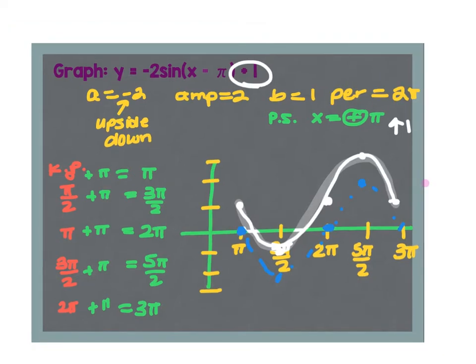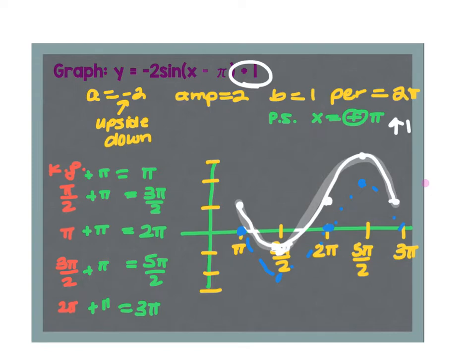So this is sine, if you want to check this one. This is negative sine of x minus pi plus 1. The negative flips it upside down. The 2 makes it the amplitude. The b is 1, so the period's 2 pi. The initial key points are 0, pi over 2, pi, 3 pi over 2, and 2 pi. Those are your standard ones if your period is 2 pi.